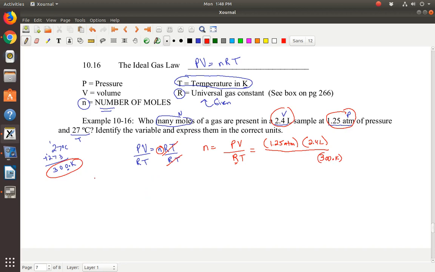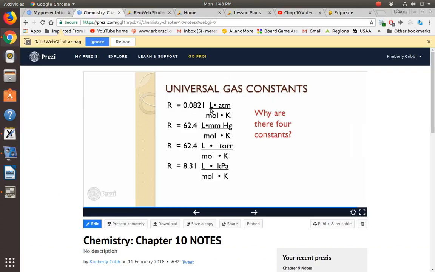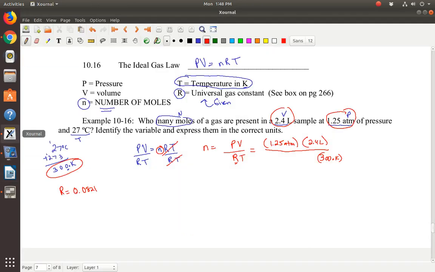If you went back to the previous lesson, you would be able to find the R value that we're going to use, and it is 0.0821 liters times atmospheres divided by moles times kelvins. You've got to have all of these units: liters, atmospheres, moles, and kelvins. This whole thing is the R value that I'm going to put over here. 0.0821 liters times atmospheres divided by moles times kelvins, which looks really confusing, but it's really not.